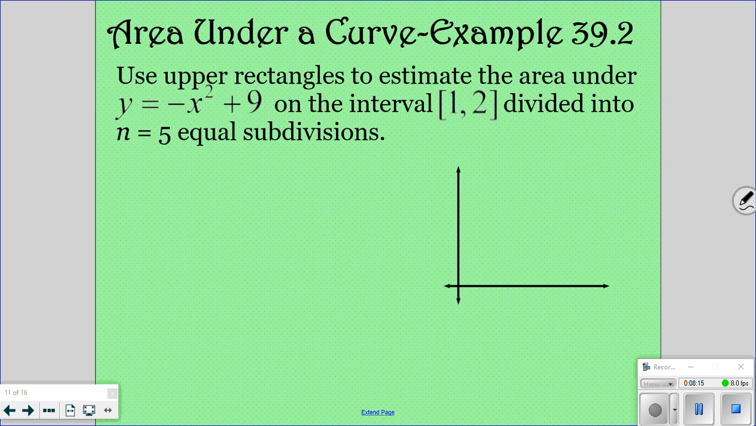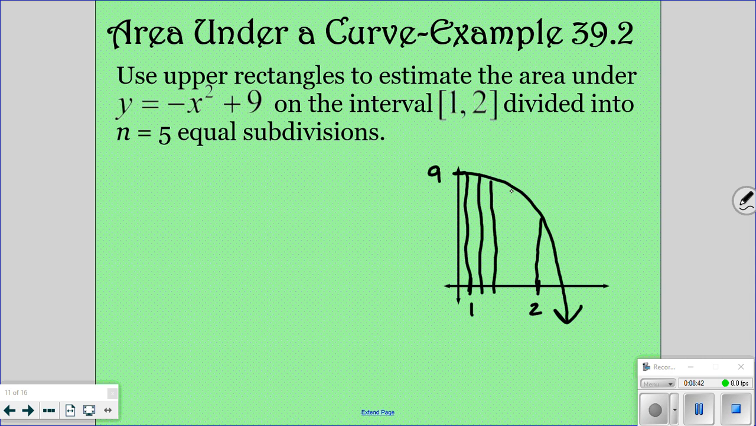So negative x squared plus 9 is going to be a parabola that starts up at 9 here, and then it's going to fall. And we're going from 1 to 2. And I know that's not to scale. That's okay. And we need to have 5 subintervals. So I'm going to have to make 5 rectangles in here. So there's 1, 2, 3, 4, and 5. So they're supposed to be all the same width. Now, I know mine don't exactly look like that, but that's okay.